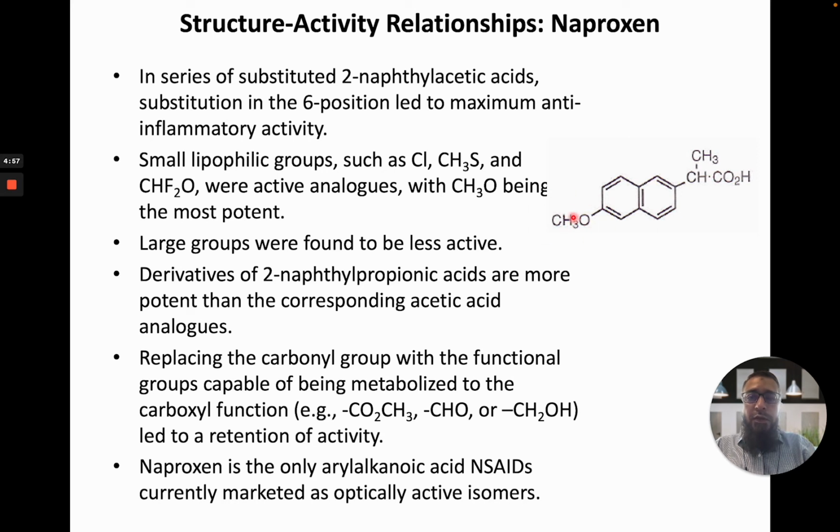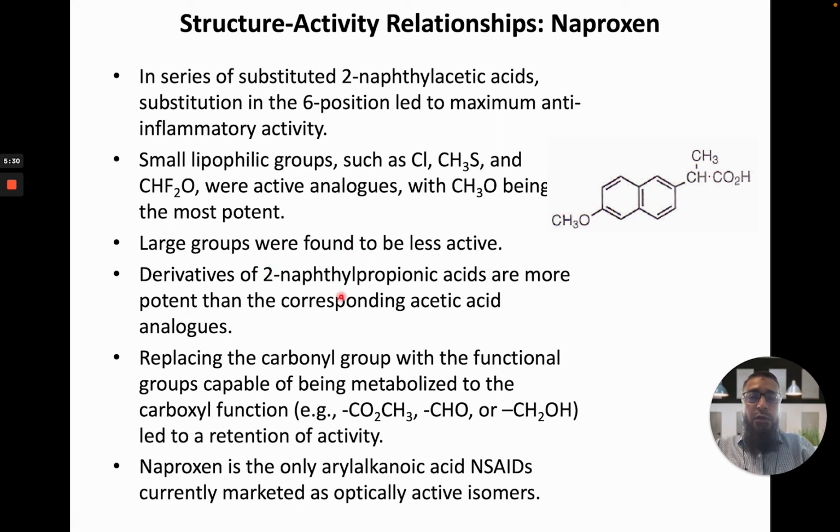So let's say, for example, small lipophilic groups such as chlorine, this methyl sulfide, or this CHF2O were active analogs, with the CH3O methyl being the most potent one. So these compounds substituted here also lead to the formation of the active metabolites. Large groups were found to be less active at this position.